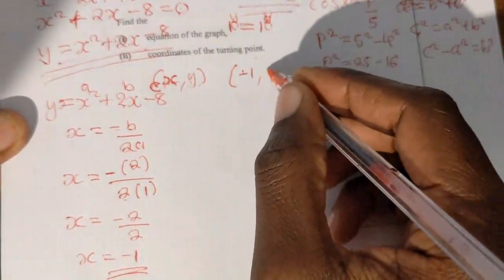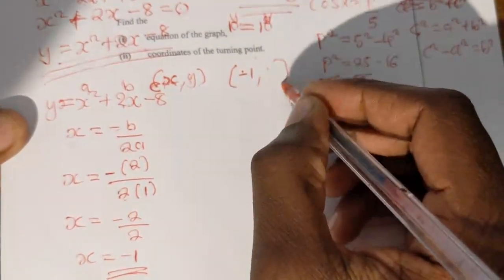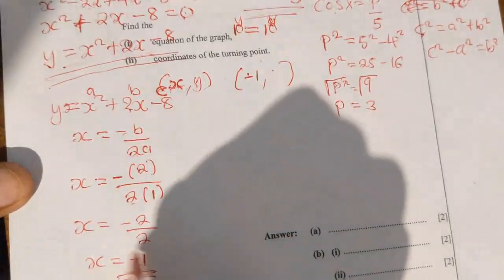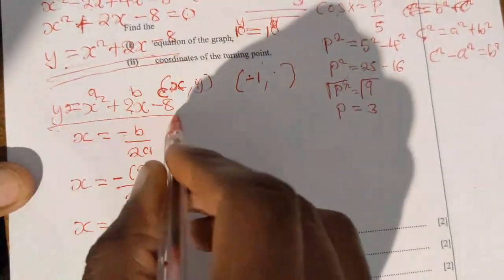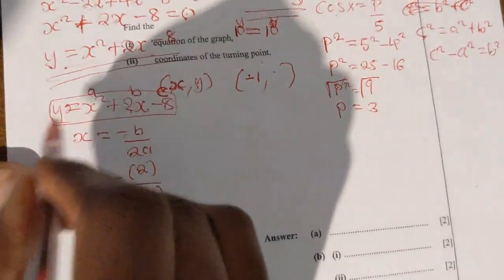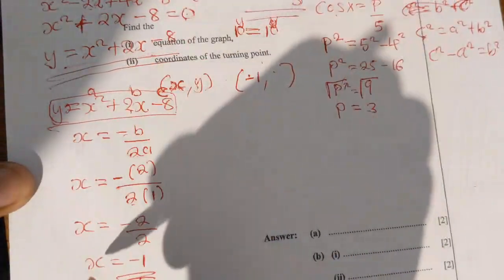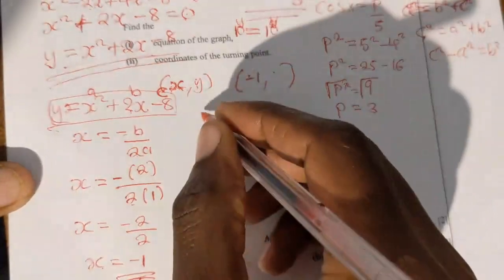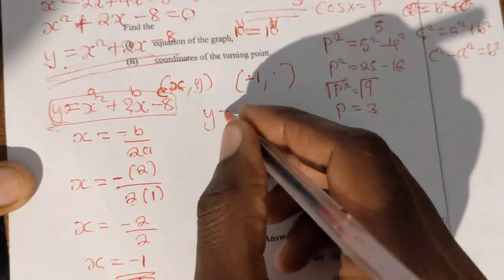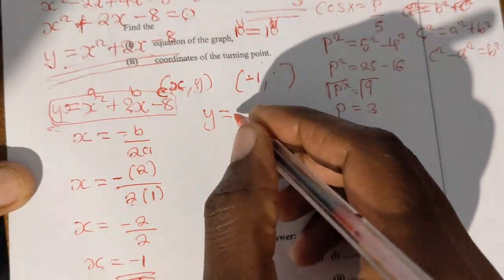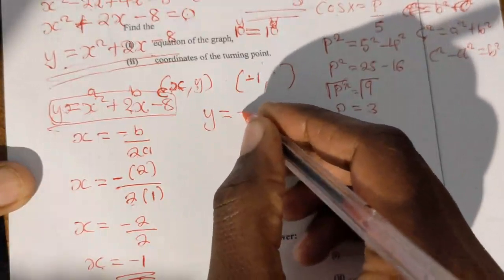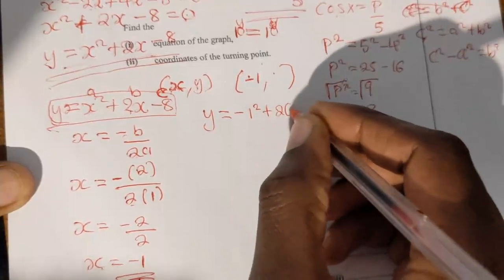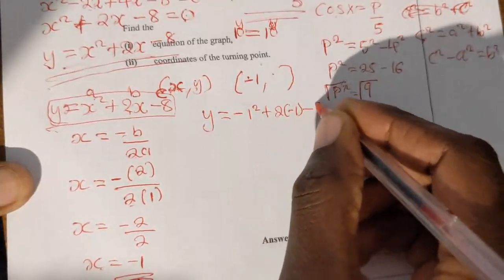How about y? We are going to find y as well. The way we find y, we get this value and put it in the equation where there is x. Since this is the value of x, you put it where there is x in the equation. So y is equal to, where there is x we put negative 1, so it is negative 1 squared plus 2 multiplied by negative 1 minus 8.